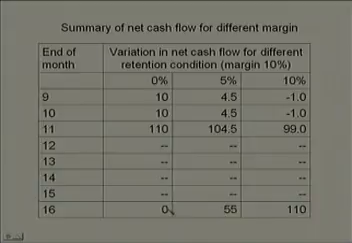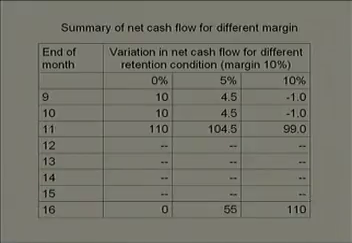When there is no retention, 0% retention, in month 16 you find that you have received 0 money from the client because the client had not recovered any money from your bill. When it is 5% retention, owners will pay you 55 lakhs at the end of month 16, and when it is 10%, owners will pay you 110 lakhs at the end of 16 months.